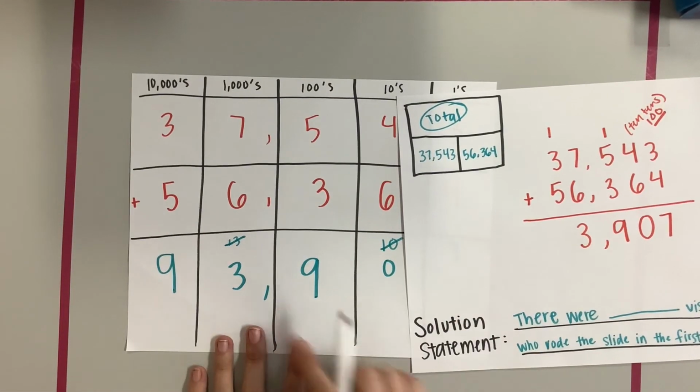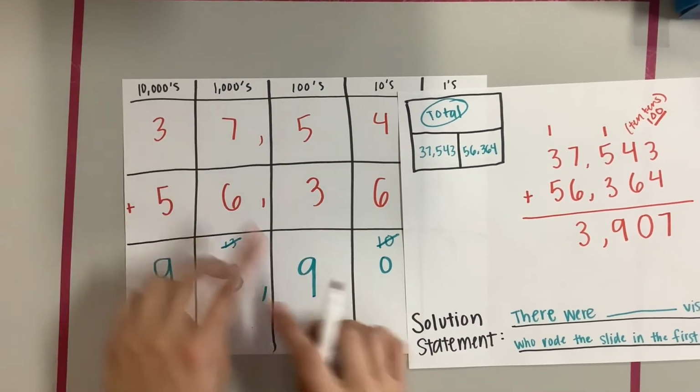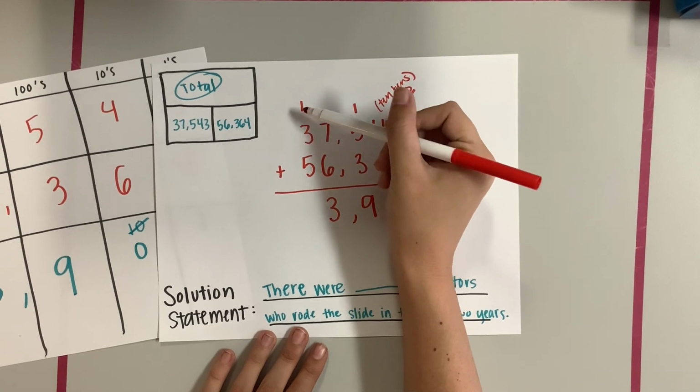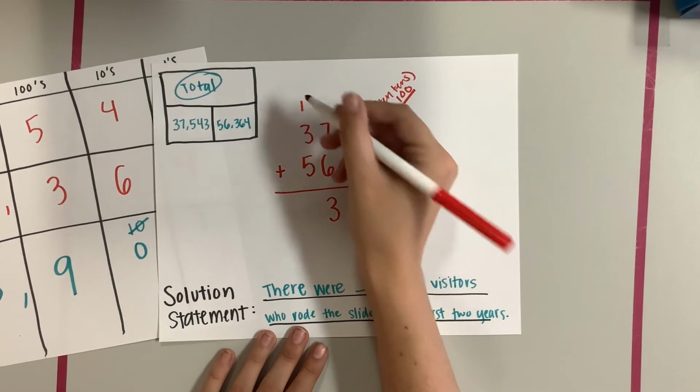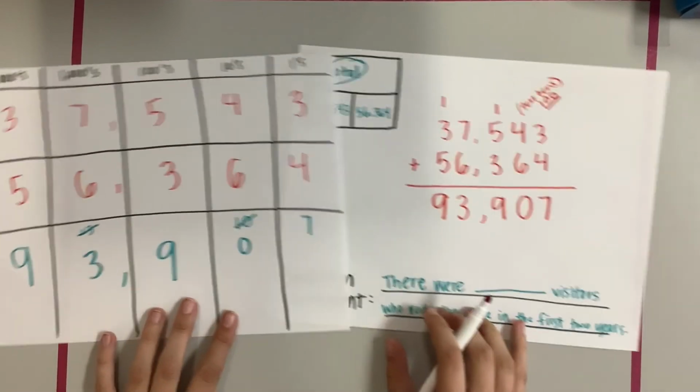Just like right here. I had 3 thousands left. That 1 10,000 I moved up here. 5 plus 3 plus 1, 5, 6, 7, 8, 9. Okay, did I get the same answer?